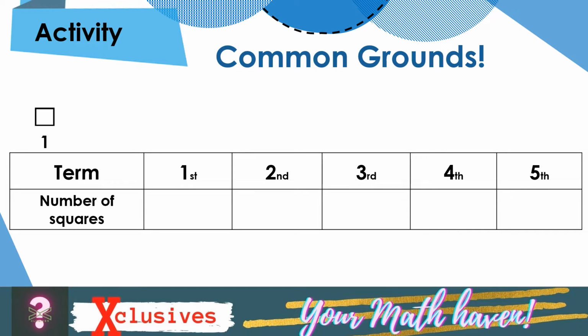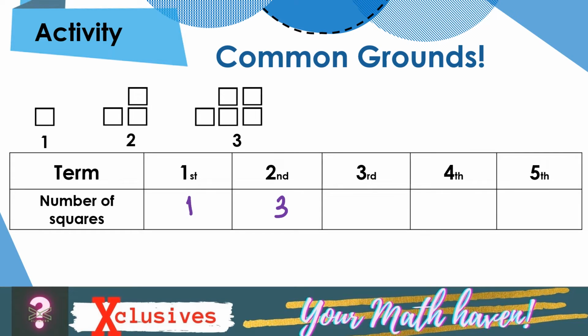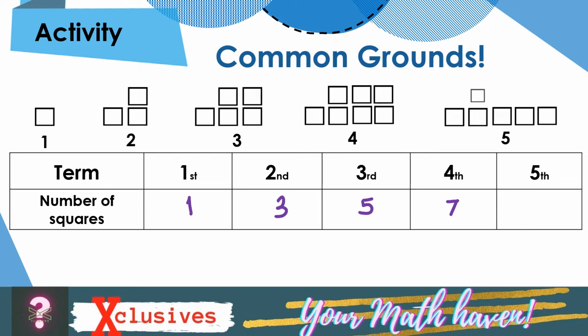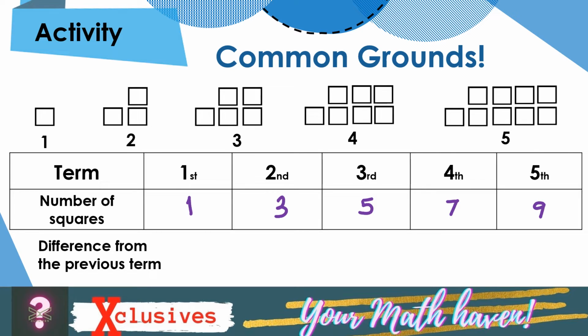For our first term, how many squares do you see? There's only one. What about for the second term? We have 3 squares. Moving on to our third term, good counting, there are 5 squares. For our fourth term, we can see 7 squares. And for our fifth term, is it 9? Well done.